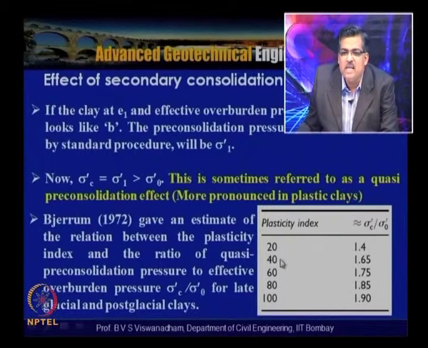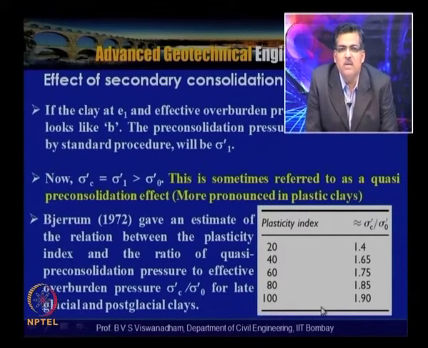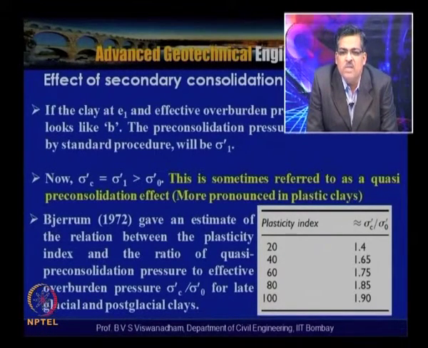You can see that as the plasticity index value increases, there is an increase in the ratio of quasi pre-consolidation pressure to the effective overburden pressure sigma naught dash. So, with increase in plasticity index, this is more prominent, and sigma c dash by sigma naught dash will be high. The quasi pre-consolidation effect will be much more pronounced or significant in plastic clays. You can see from the table given here the increase in the plasticity index value, where sigma c dash is the quasi pre-consolidation pressure and sigma naught dash is the effective overburden pressure, for late glacial and post glacial clays.